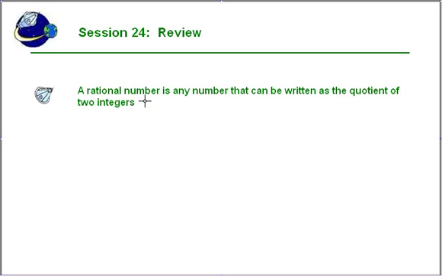Quick review of a rational number, its definition. A rational number is any number that can be written as the quotient of two integers. That'll end it for session 24, rational numbers.